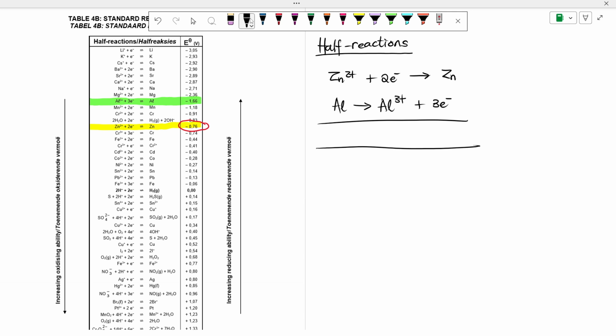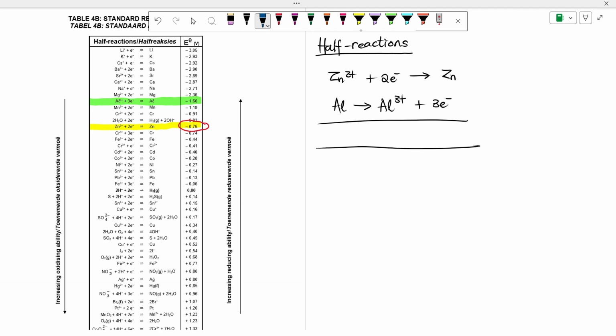Find lowest common factor. Yes. And that's going to be 6. Okay. Then what do we do? We multiply the zinc reaction with the 3, then you multiply the aluminum reaction with the 2.